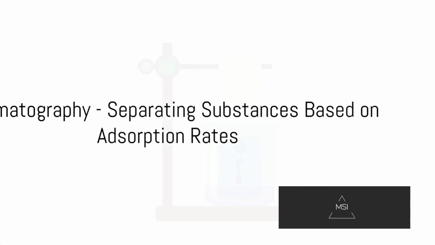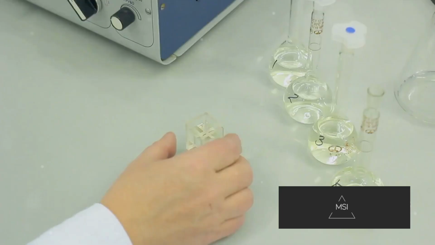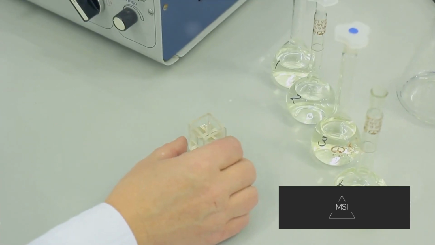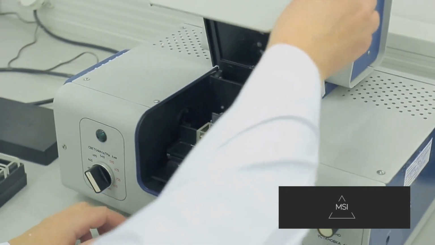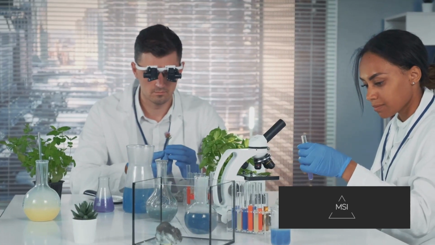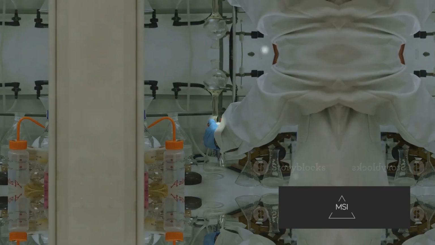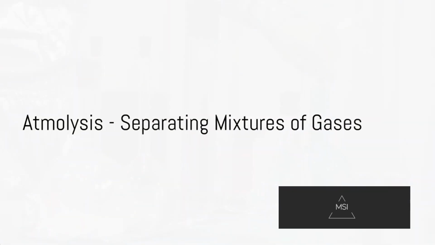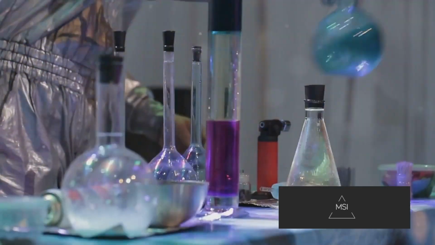Chromatography, a method proposed by Tswett in 1903, separates substances based on the difference in the rates at which the components of a mixture are adsorbed on a suitable adsorbent. It's used to separate ortho and para-nitrophenol, blue and red dyes, plant pigments and other natural products. Lastly, there's atmolysis, a method used for separating mixtures of gases. It's based on the difference in their rates of diffusion.